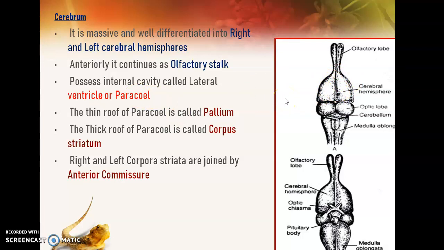Then what about the roof as well as the floor of this cerebrum? It consists of a thin roof. The thin roof of this cavity or the paracoele is called the pallium, and the thick roof of this paracoele is called the corpus striatum. So the roof generally consists of a thick portion and a thin portion. The thin portion is called the pallium and the thick portion is called the corpus striatum. Then the right as well as the left corpus striatum or the roof is generally joined by a structure that is called the anterior commissure.